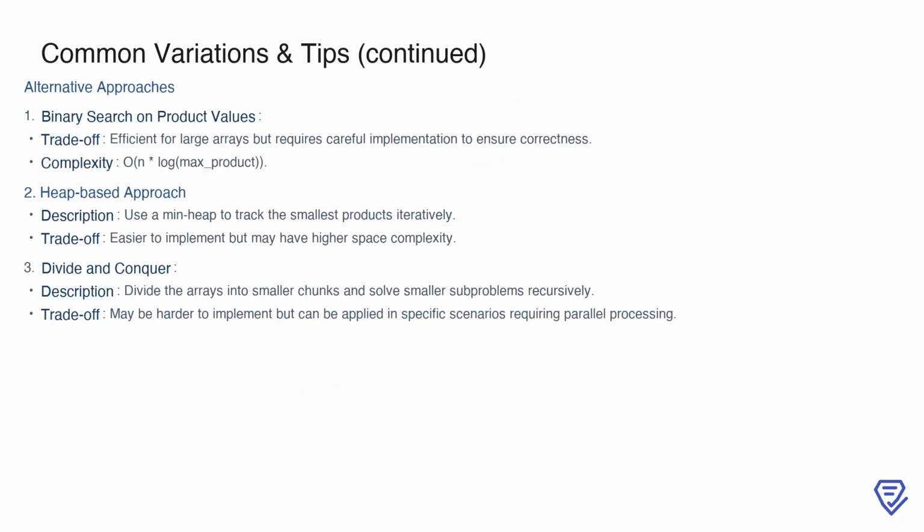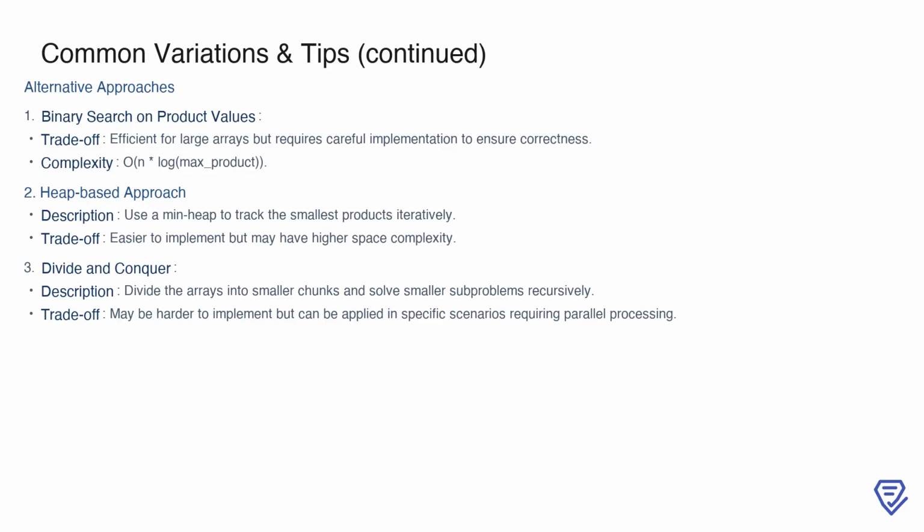Now, let's discuss some alternative approaches you can consider. First, binary search on product values is an efficient method, especially for large arrays. Here, you search within the range of possible product values to determine the kth smallest product. This approach has a time complexity of O(n*log max_product), but you'll need to carefully design it to ensure correctness, particularly when handling edge cases.